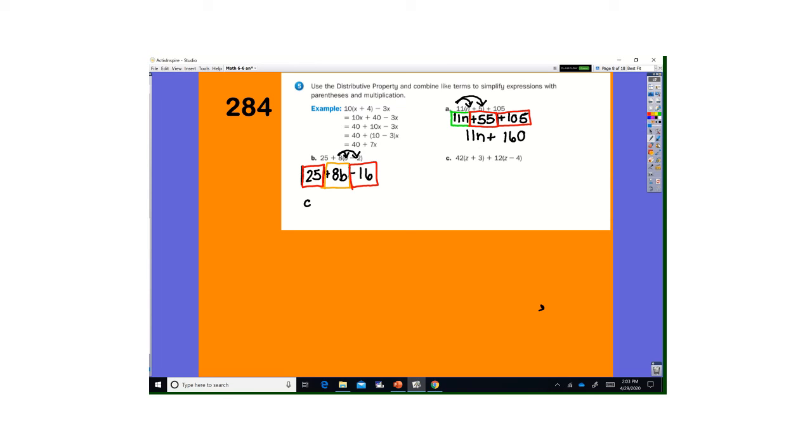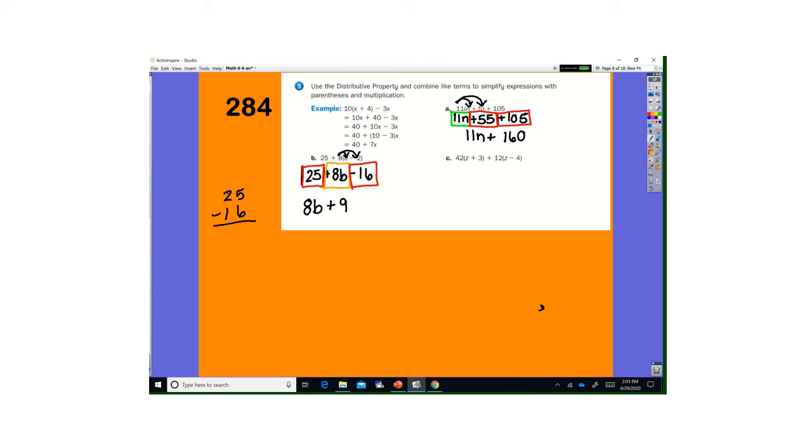So now we get 8b by itself. Then we have 25 minus 16. Well, I'm going to think of it this way. If I take 25 minus 10, that gives me 15. Then I subtract 6 more. Well, I know 15 minus 5 gives me 10. Minus 1 more is 9. So it's going to be positive 9 here. You could do it that way. You could also do it this way too, where we get the same answer.